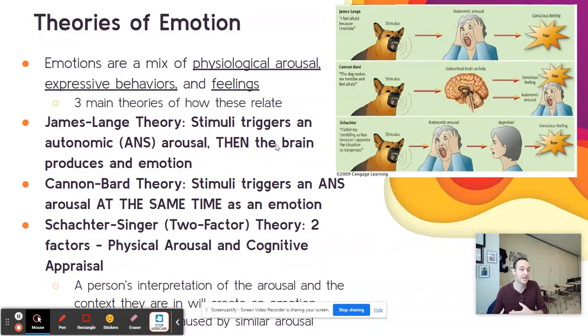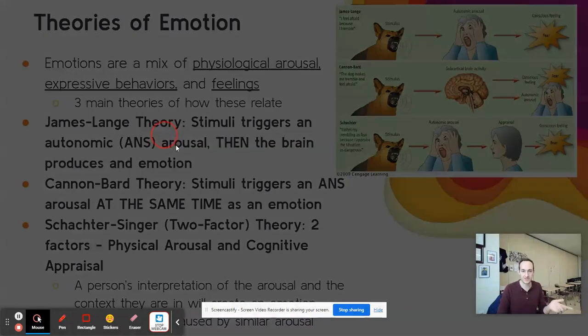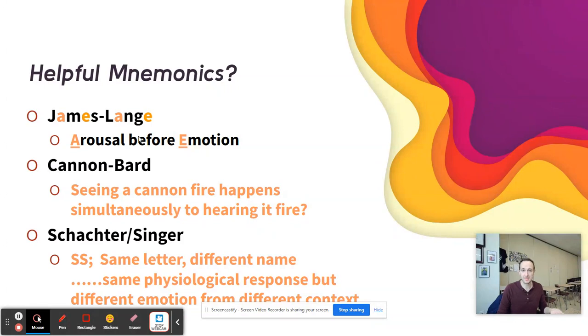Then the brain produces the emotion. So the arousal happens first in the body, then the emotion follows it. Okay, I'm going to flip back and forth between this screen and the next screen. Here's a mnemonic device to help you remember the James-Lange theory. James has A then E in his name. Same with Lange, A then E. So you can remember the arousal is first, then the emotion.